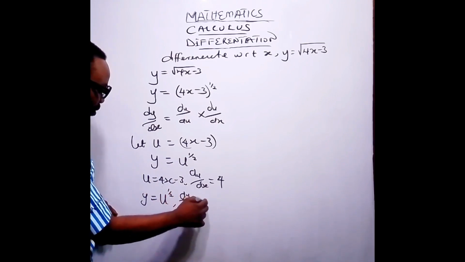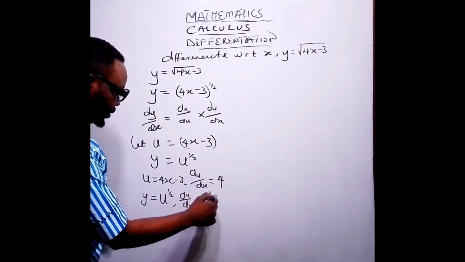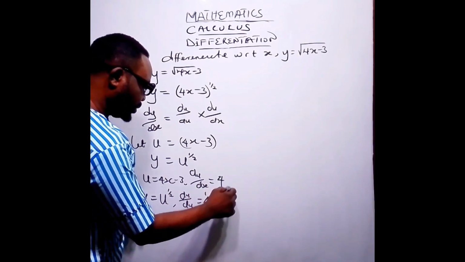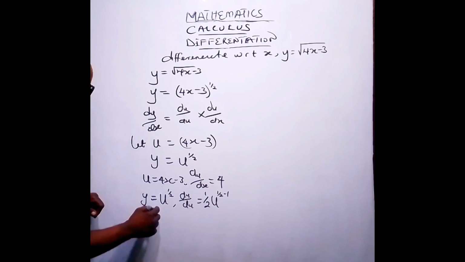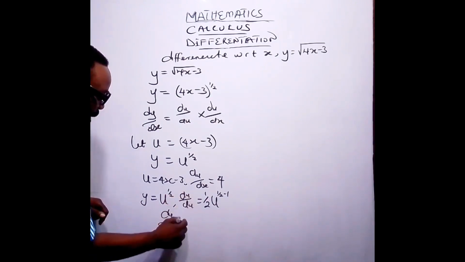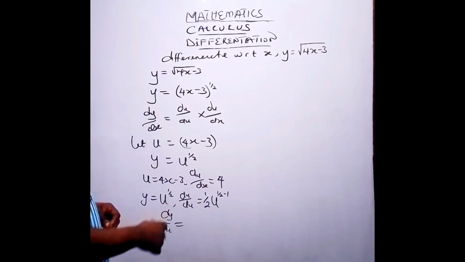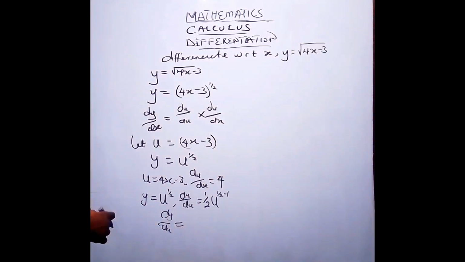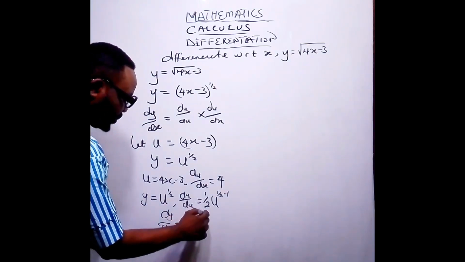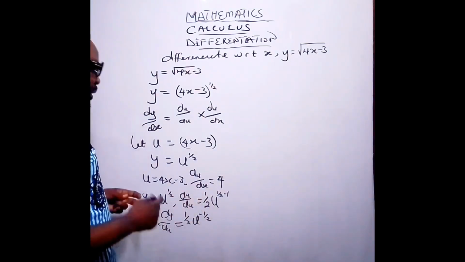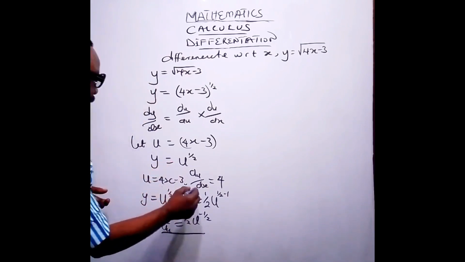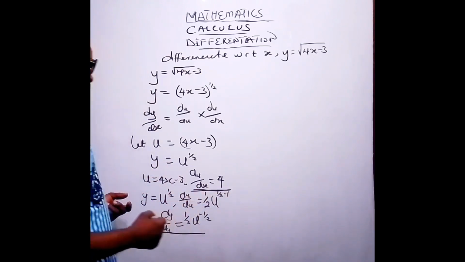Then my dy/du will be equal to half u raised to the power of what? Half minus 1. So dy/du will be equal to half u raised to the power of minus half. Good. This is the value of dy/du. And this value here is our du/dx.